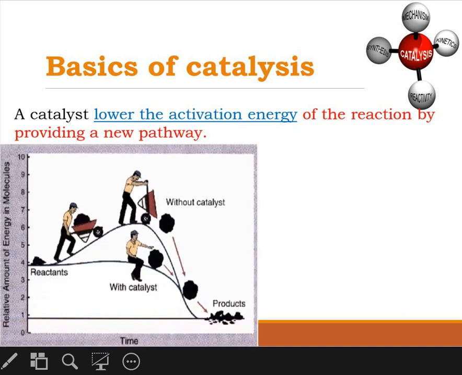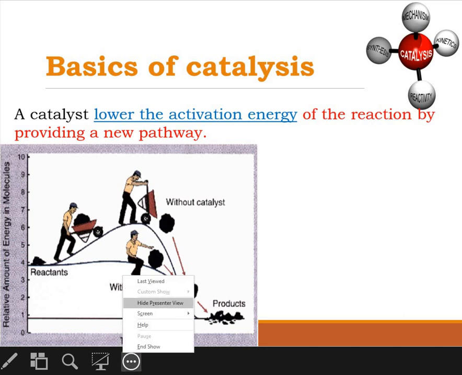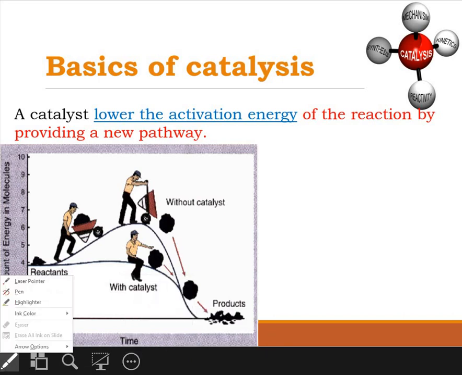So look at this diagram. Here the x-axis is time and the y-axis is the relative amount of energy in molecules. The reactant is converted into a product. The first one is about without catalyst. Here the reactant has to cross this energy barrier and then it converts into a product. With a catalyst, it gives a different pathway to reach the product.